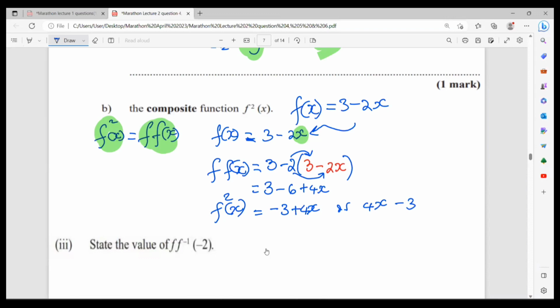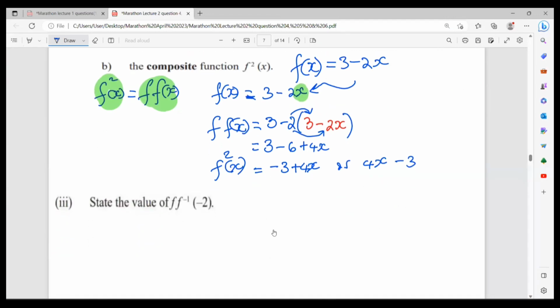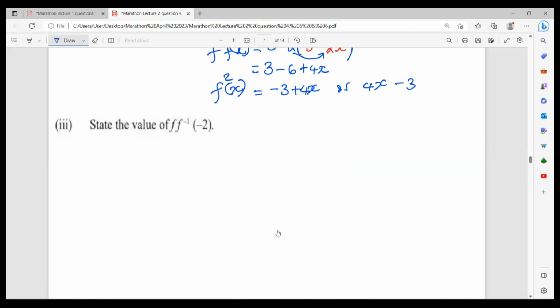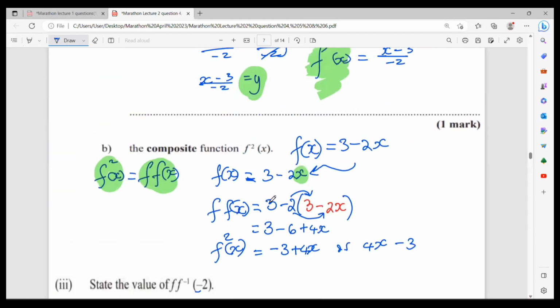All right, let's go for the next one. Now look at this other one here. This one says you're doing f of the inverse of f of 2. So what does this mean? Did we have the inverse before?